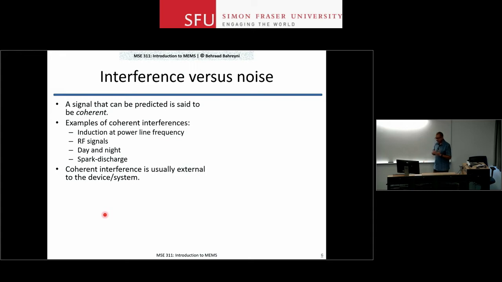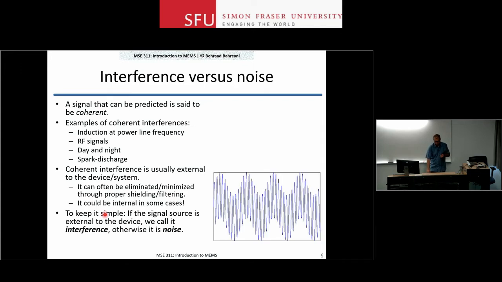Another differentiating factor between interference and noise is that interference is usually coming from outside. It's not created internally. And so here is how it's going to look. This is a signal where you have, let's say, a low frequency signal, with a high frequency signal injected on top of it. So you see both of them together when you look at the signal on the oscilloscope.